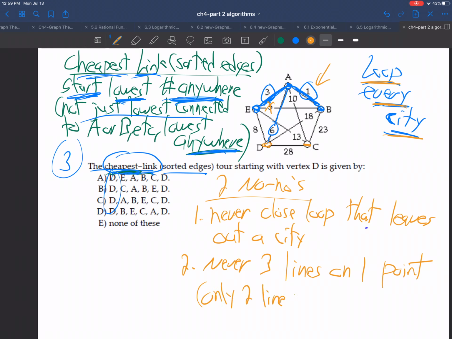Only 2 lines at each point. Never 3. See how that would be 3 lines at A? That would be 3 lines hitting point A. That's a no-no. Why can't we have 3? Because think about what a loop is.